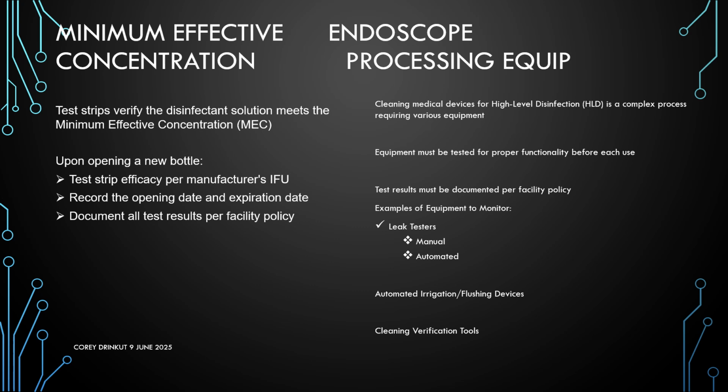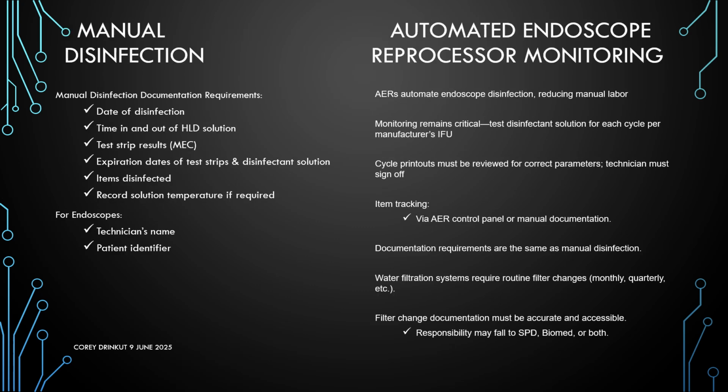Proper testing must occur prior to each use, and all test results must be accurately documented to maintain compliance and ensure the effectiveness of the cleaning process. Accurate documentation is crucial in the manual disinfection process to ensure patient safety and regulatory compliance. The key elements to record include the date, immersion and removal times from the high-level disinfectant, test strip results to verify the MEC, and the expiration dates for both the test strips and the solution.